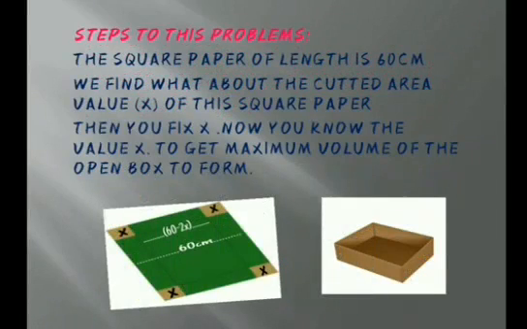So we have the following steps to be followed here. One, the square paper has a length of 60 centimeter. It is a known value. The whole length of the square paper is 60 centimeter. We find the cut area value x of the square paper. It is denoted in the picture. We see that the four corners are cut, and the cut is denoted by x. Then you fix the value x. Now you know the value x to get the maximum volume of the open box to be formed. This is the process of this problem.